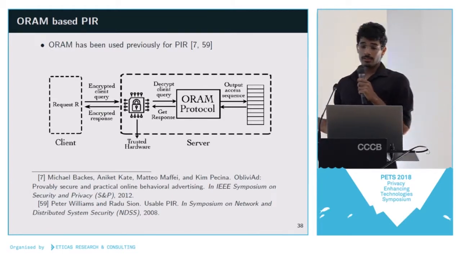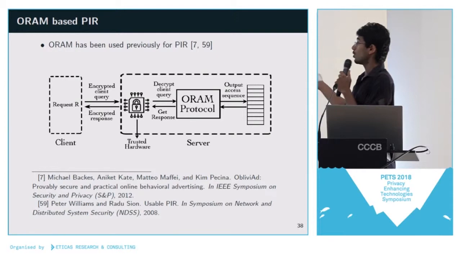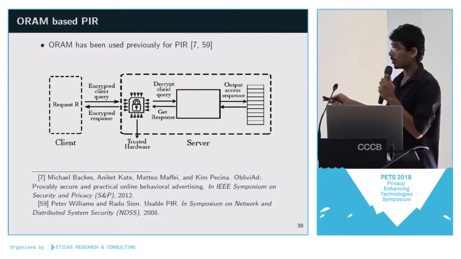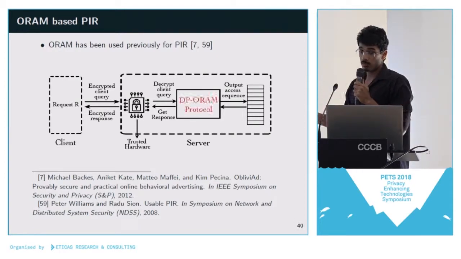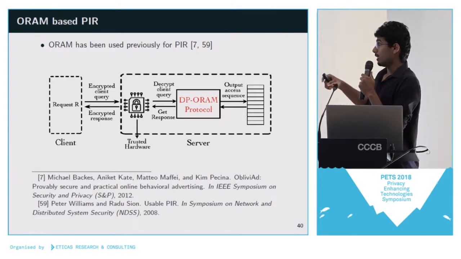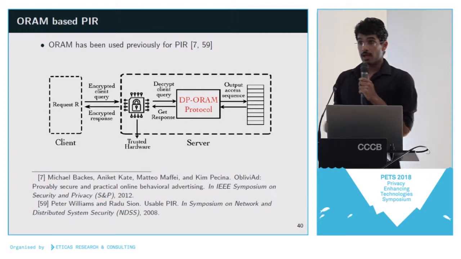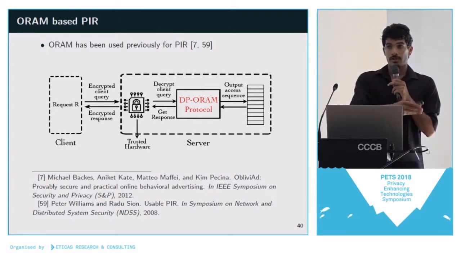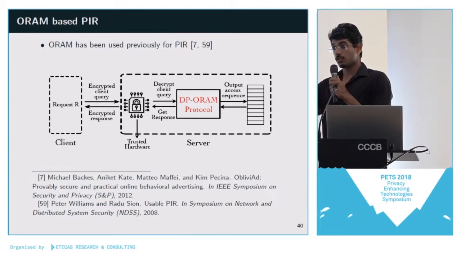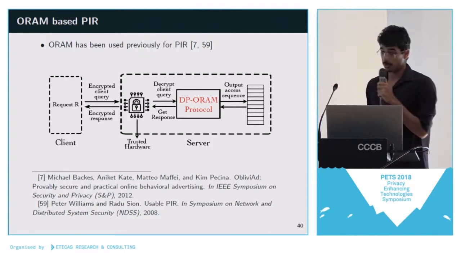So what we do here is, if this whole protocol becomes a PIR protocol, and if we replace the ORAM protocol with a differentially private ORAM, we showcase that this whole protocol becomes a differentially private PIR protocol, and the benefits of the differentially private ORAM protocol directly translate into benefits for a differentially private PIR protocol.